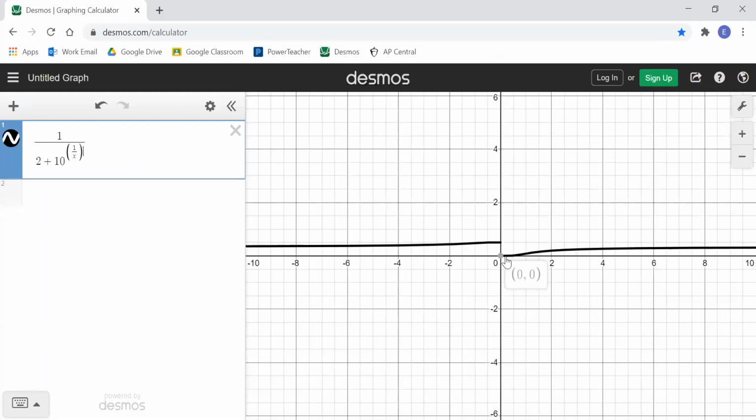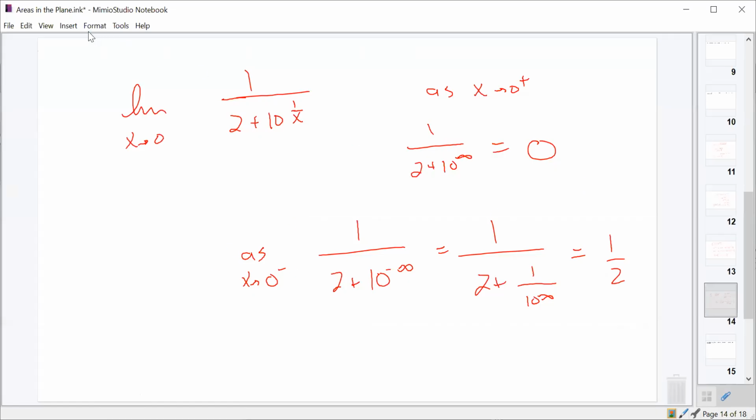We can see that from the left-hand and right-hand sides, we have two very different functions, or different limits. Good or no? Yeah. Thanks. Yeah, no problem.